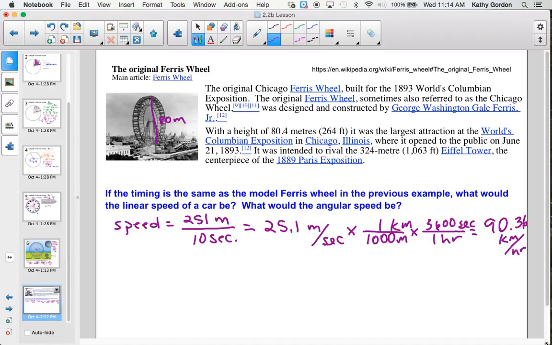So let's hope their timing wasn't the same as our model was. Because that would be whipping you off the Ferris wheel if you were going 90 kilometers per hour. That's pretty fast. Okay? But notice how it changed. Having a different size circle made our speed change because the amount of distance we covered in a certain amount of time changed. This is what we call linear speed.